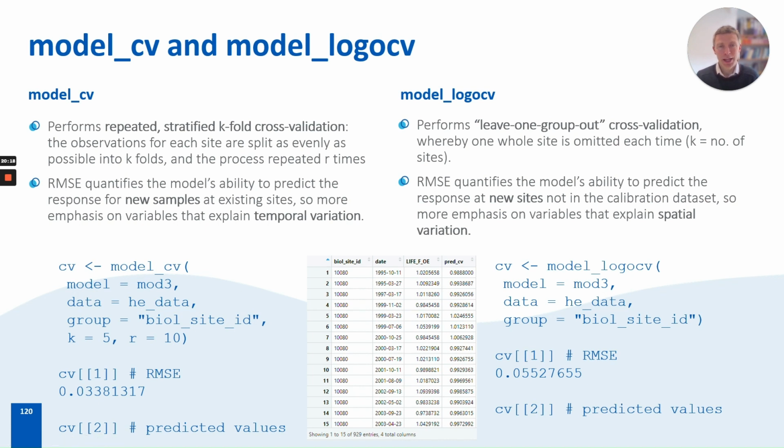As you can see here, if you compare the RMSE values using these two different functions, you'll see that typically the RMSE is greater when we use the leave one group out cross-validation approach than it is when we use the standard stratified cross-validation approach. This is because typically it's harder to predict the response for a completely new site than it is to predict the response for a new sample at an existing site. So developing models which we can extrapolate spatially tends to be a little bit more difficult than developing models which allow us to predict the value of the response under new times at an existing site.